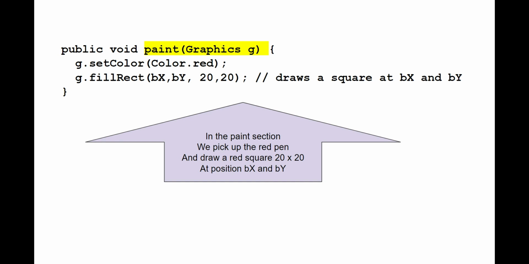Okay, you're familiar with the paint section. In the paint section, I've grabbed the red color pen, and then I've drawn a fill rectangle using the coordinates bx and by, and the size of my rectangle is a square. It's 20 by 20 pixels.